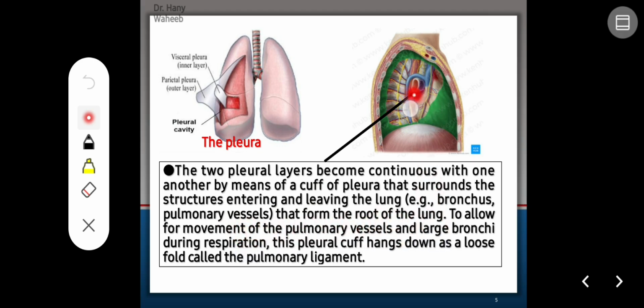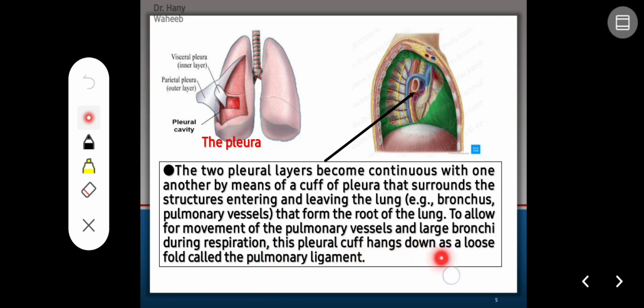So the two layers are continuous around the root of the lung, the structures entering and leaving the hilum of the lung, to allow for the movement of the pulmonary vessels and the large bronchi during respiration. So this cuff allows for the free movement of the structures within the root of the lung during respiration.